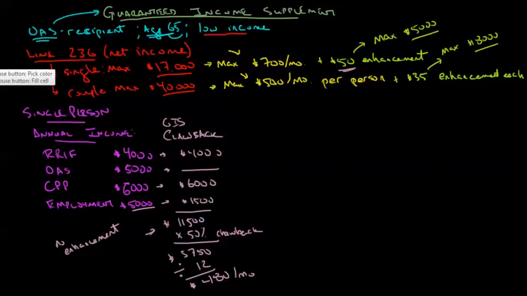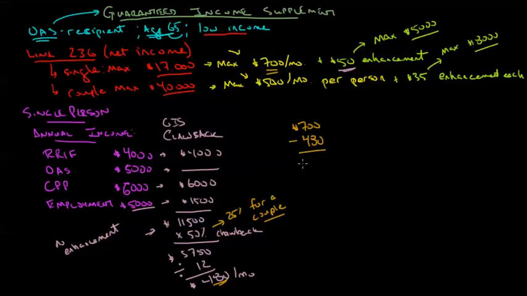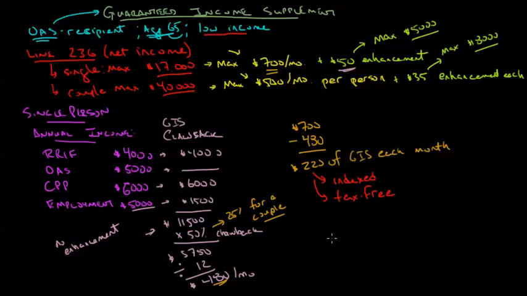Now, if this were a couple, what we would do is we would take their total income as a couple, and then we would have a 25% clawback for that couple, but we would apply it to both of their amounts then. So with a $480 clawback, we see that this person would have been eligible for $700, but they have $480 of clawback, meaning that they will actually have $220 of GIS each month. Now this GIS benefit is indexed to inflation each quarter, and it's paid tax-free. Both the GIS and the GIS enhancement would be paid tax-free.